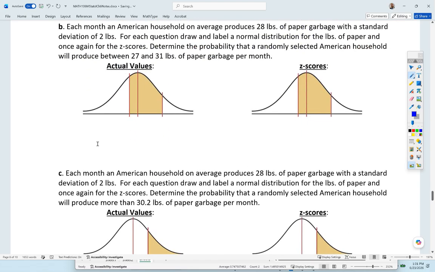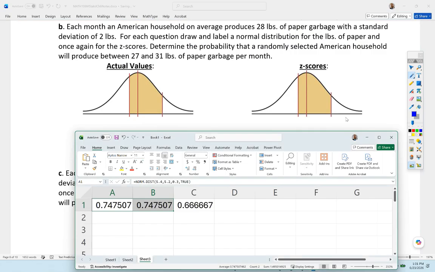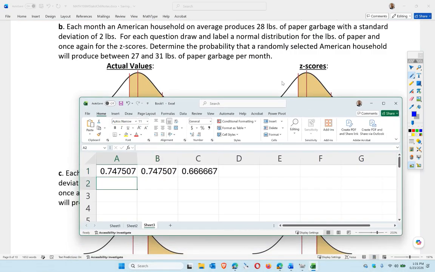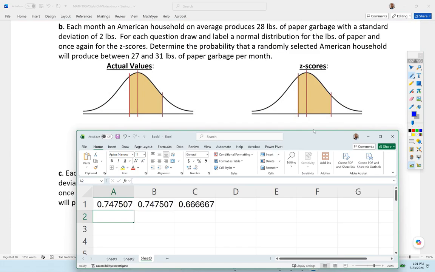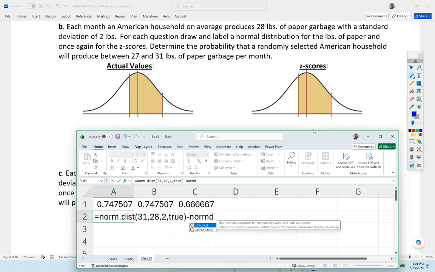Okay, so let's try this one down here. All right, let's get the spreadsheet going. So we want to do between two values. We want to do NORM.DIST: 31, comma 28, comma the deviation is 2 pounds of trash, comma true, minus NORM.DIST 27, comma 28, comma 2, comma true. So between 31 and 27 pounds of trash with an average of 28 and a deviation of 2.